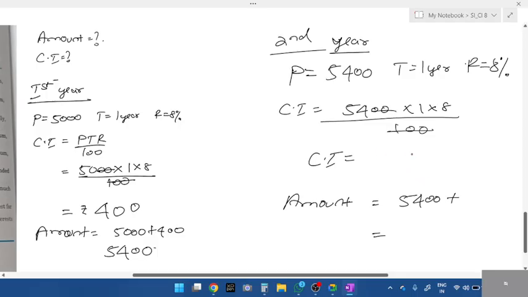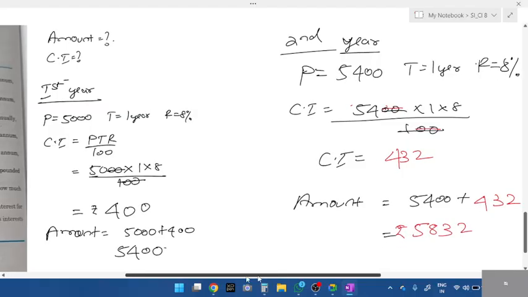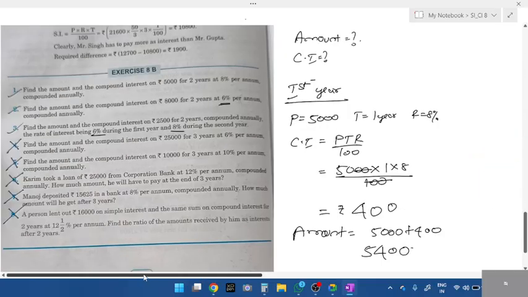Okay, what is the compound interest you all got? 432. Good. Add 432 to this. Very good. 5,832 rupees. 5,832 is the answer. So what are the questions? What did they ask? Find the amount and the compound interest.